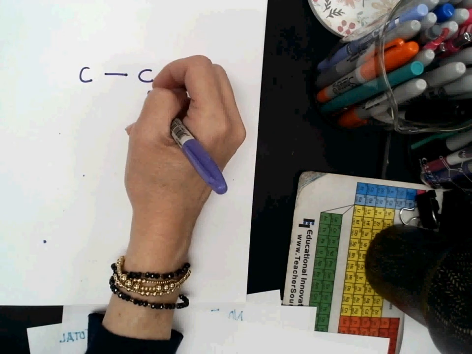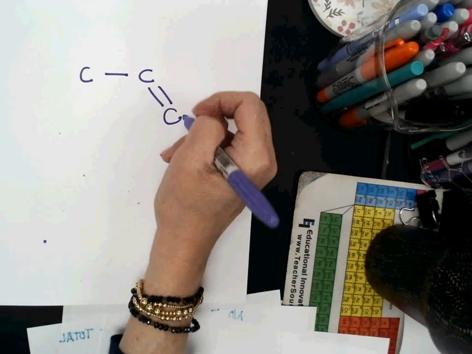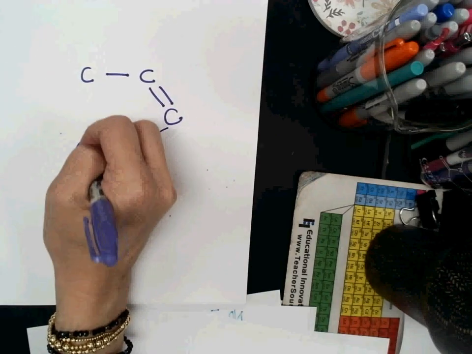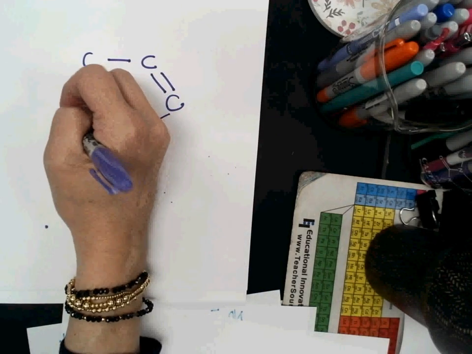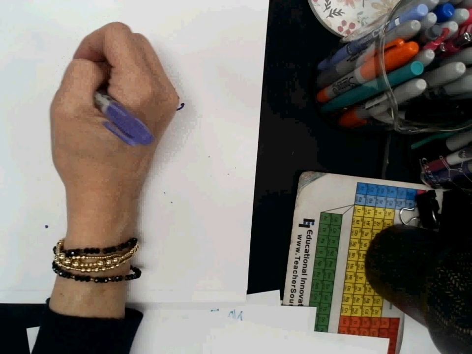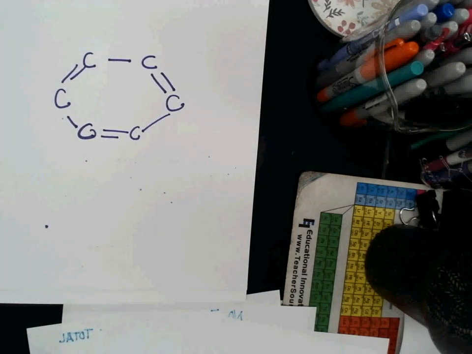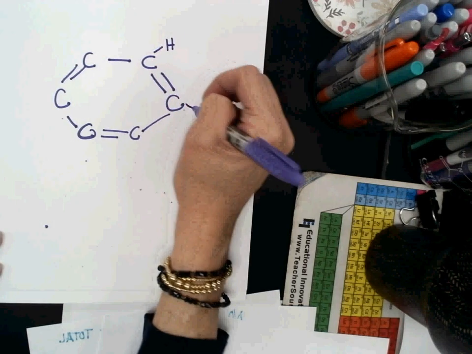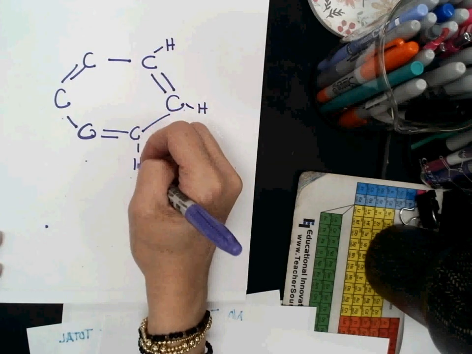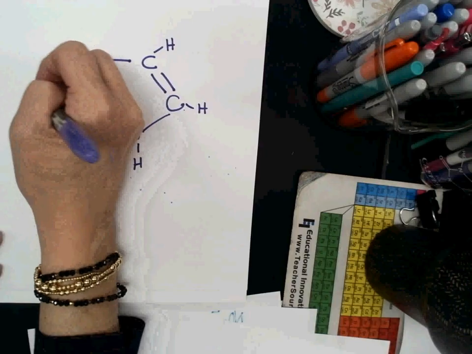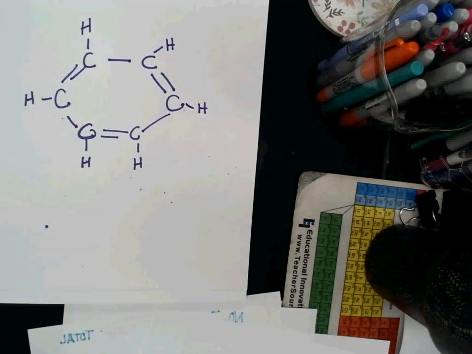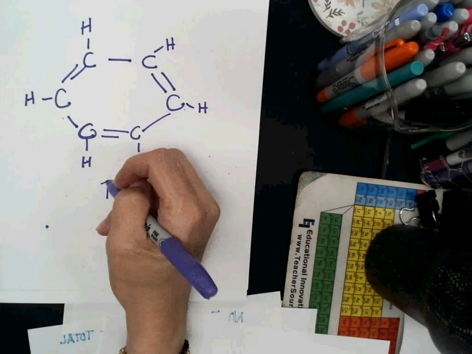So we have 6 carbons. So we say carbon, single bond, carbon. Then we have a double bond to a carbon, followed by a single bond, double bond. Oh, that's a bad C. Single bond, double bond. So they alternate bonds. And then off of each one of these, the nice thing about hydrogen is it's easy to bond because it only needs to share 1 electron or give up 1.